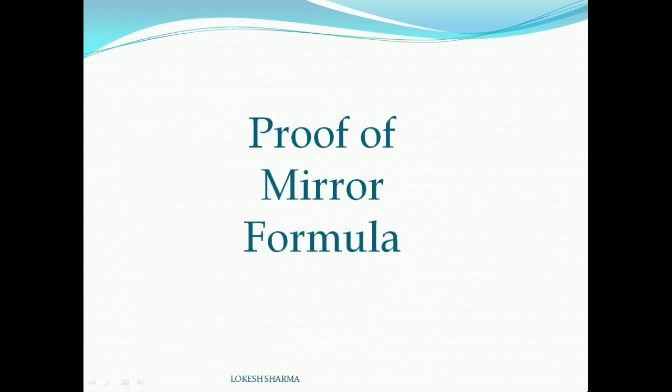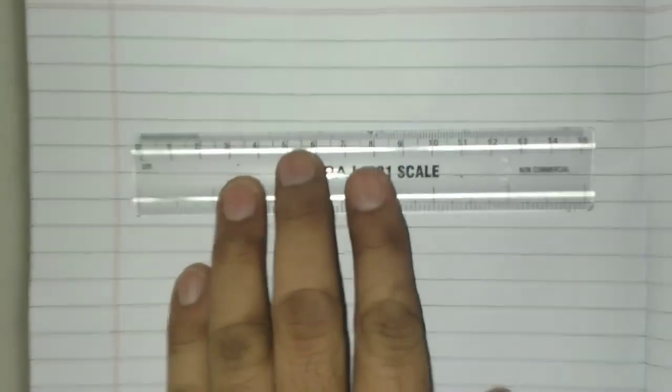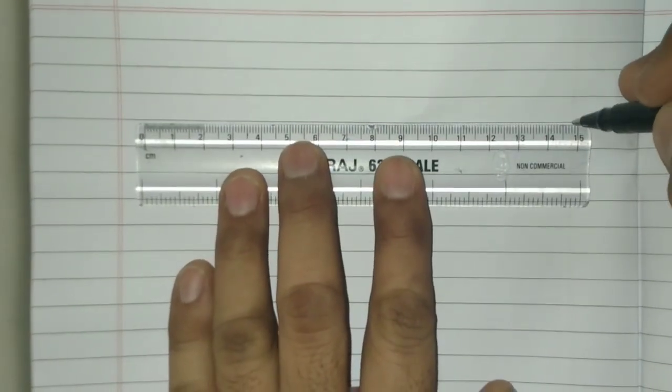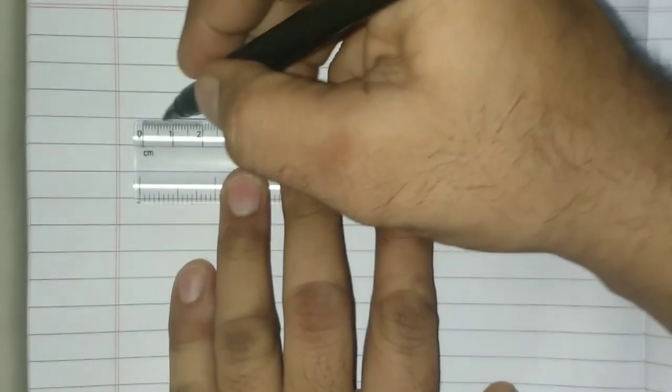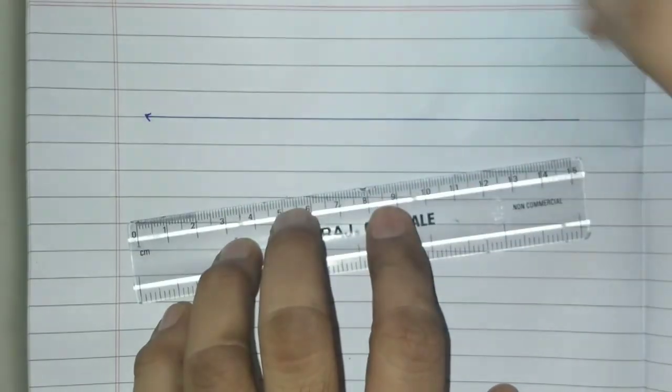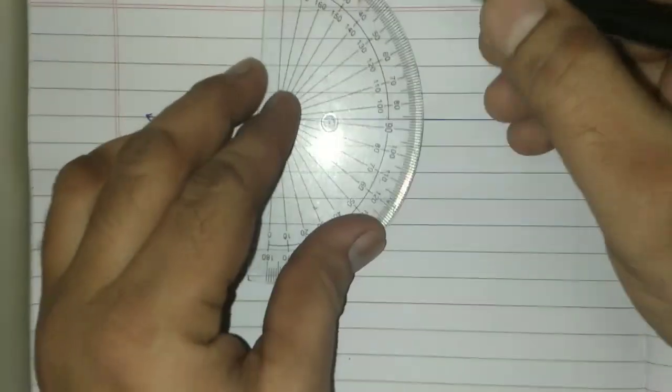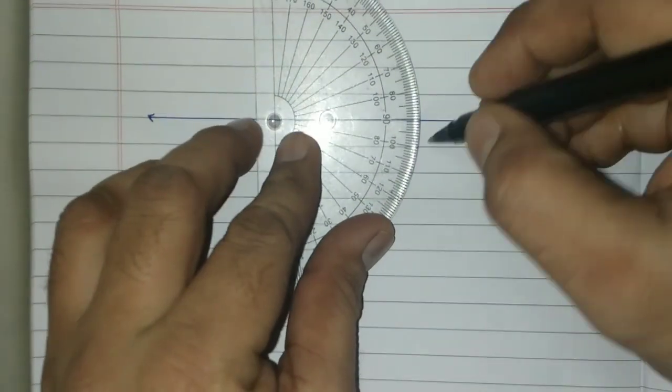Now I will give you the proof of the mirror formula. Proof of mirror formula. First of all, we will make the ray diagram of image formation when an object is placed between C and F before a concave mirror. So first of all we will draw a concave mirror.